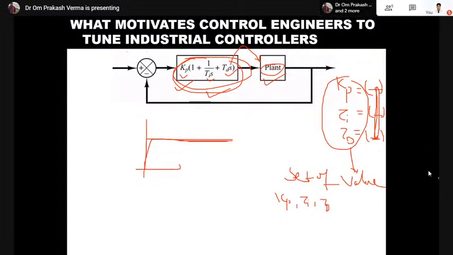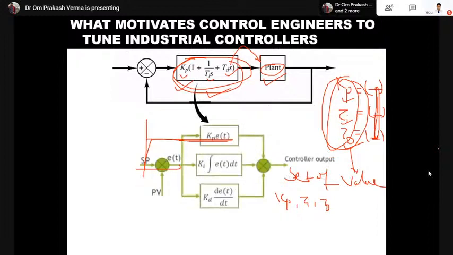So we have to optimize the performance parameters with the help of these PID controllers, and we have to choose the value of these parameters in the optimum way.